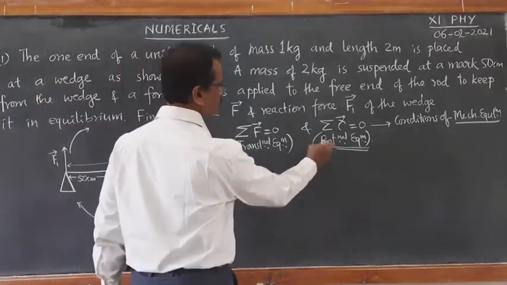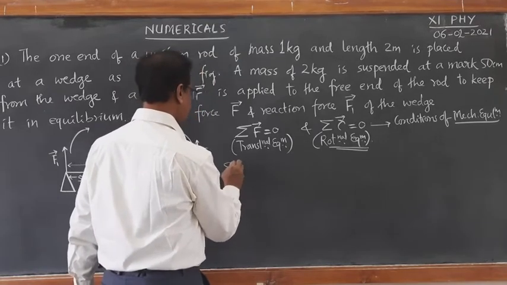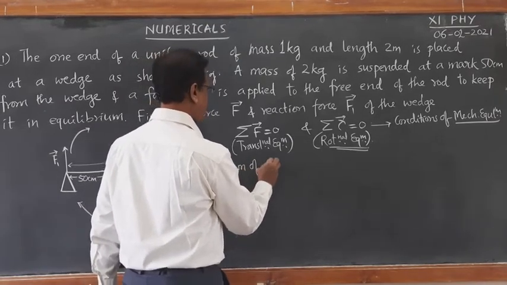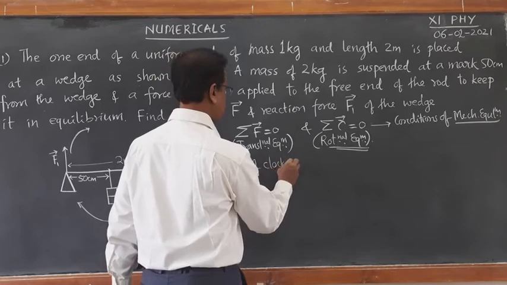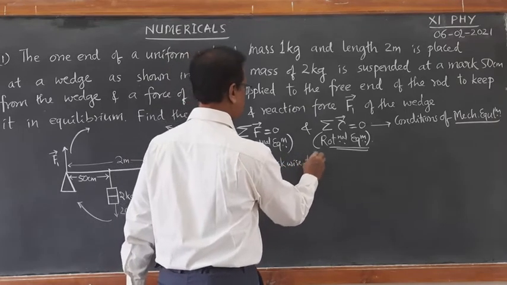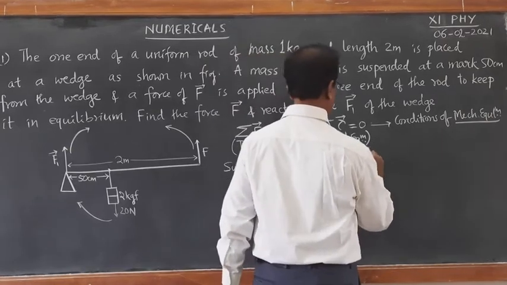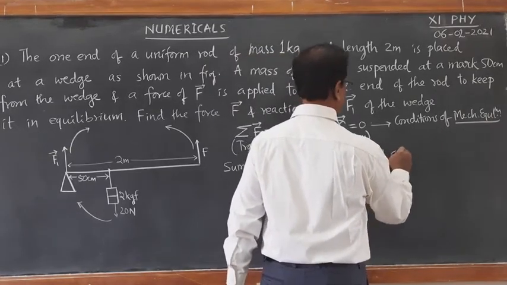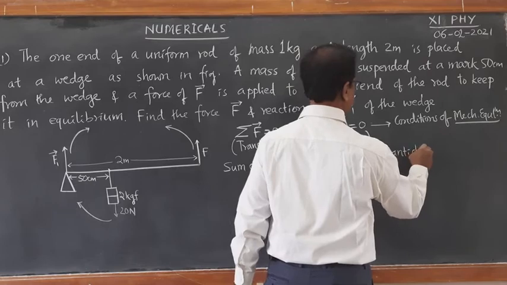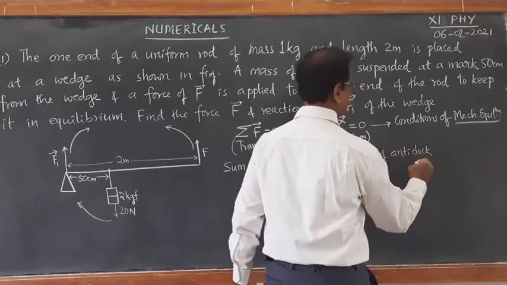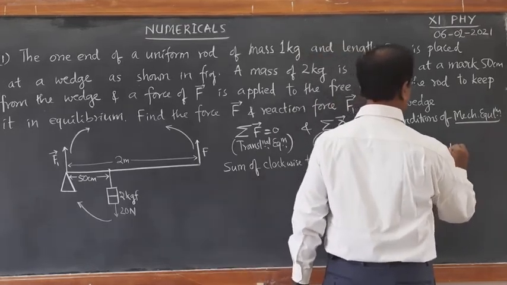So the condition of rotational equilibrium: sum of clockwise torques must be equal to sum of anti-clockwise torques.